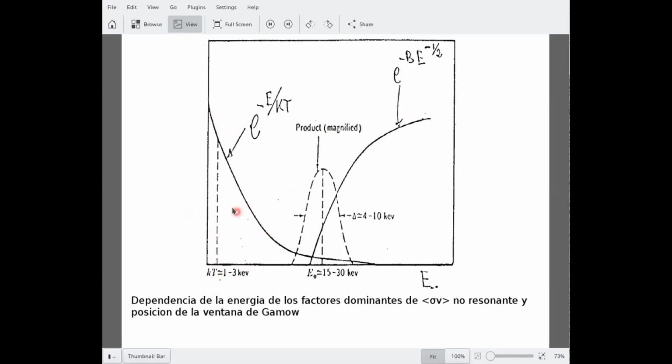The transmission is really low, it's too small, but here where transmission is higher, you have a small amount of particles. So the product of the two creates this bell shape. In fact, it is usually approximated with a Gaussian for the calculation. And this is what is called the famous Gamow window.